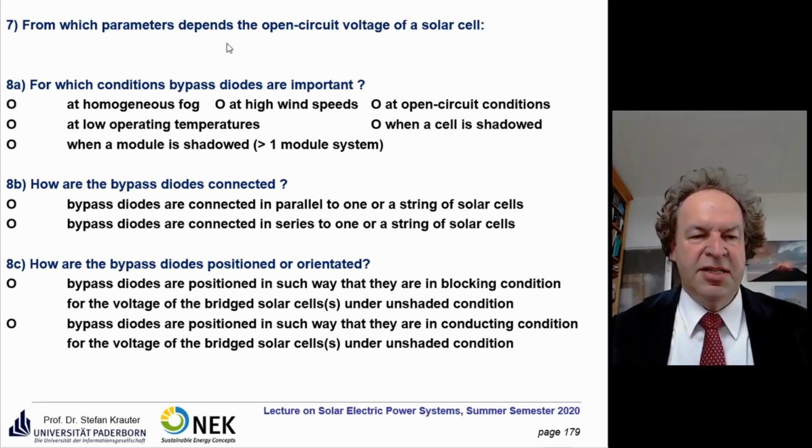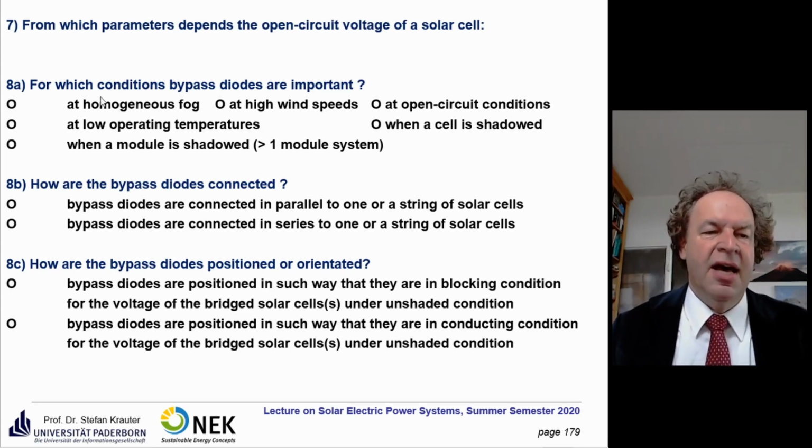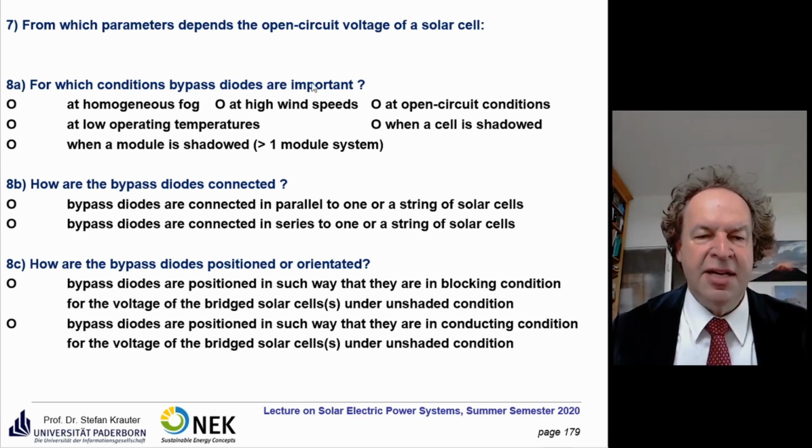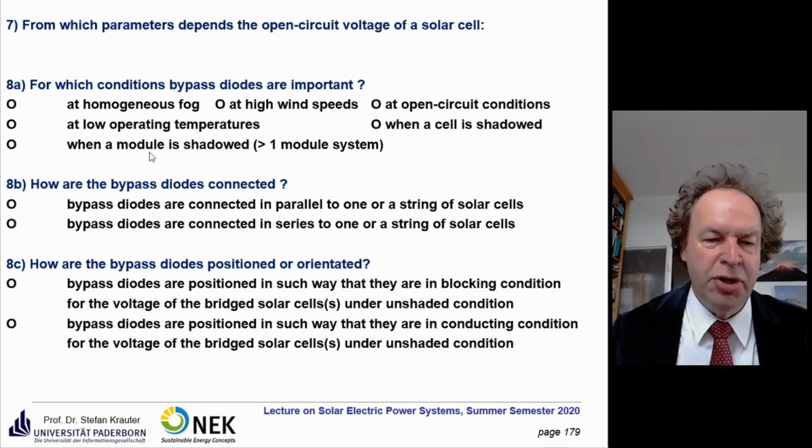So just give a list of, let's say, 3 parameters of which the open circuit voltage of a solar cell depends. The 8th is for which conditions bypass diodes are important. Is it if you have a homogeneous irradiance outside? Is it at high wind speed? Is it at open circuit conditions? At low operating temperature? When a cell is shadowed, or when a module is shadowed? If you have a system consisting of more than one module.